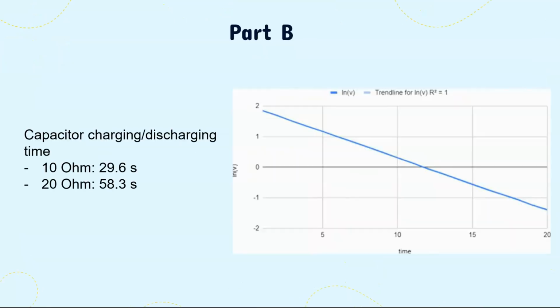For part B, I modeled two circuits, one with a 10 ohm and one with a 20 ohm light bulb, and both with a 200 millifarad capacitor and a 9 volt battery. I measured the time it took to charge and discharge the capacitor for each circuit, in which the one with the 10 ohm resistor took 29.6 seconds, and with the 20 ohm resistor, it took 58.3 seconds. The graph on the right shows the natural log of the voltage against time.